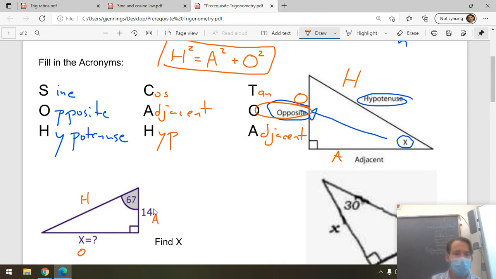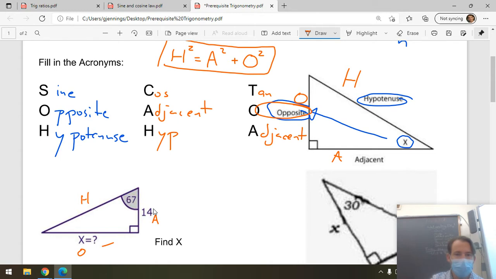So if I know the adjacent and I'm looking for the opposite, what trigonometric ratio would relate adjacent and opposite to one another? Yeah, so tangent here is going to relate opposite and adjacent. So that's a great answer.